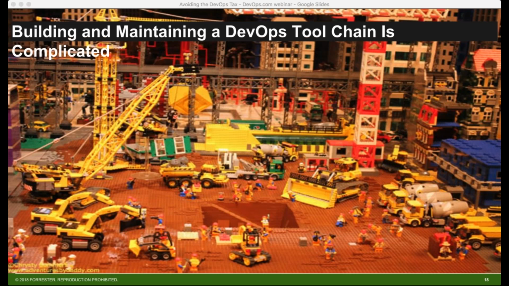Next. And so the bottom line is, building and maintaining a DevOps toolchain is complicated. It's a lot of moving parts. And so anything that you can do to simplify that and make it easier on your team to manage it is usually a good thing, because having a complete and integrated DevOps toolchain needs to be part of your digital transformation strategy.